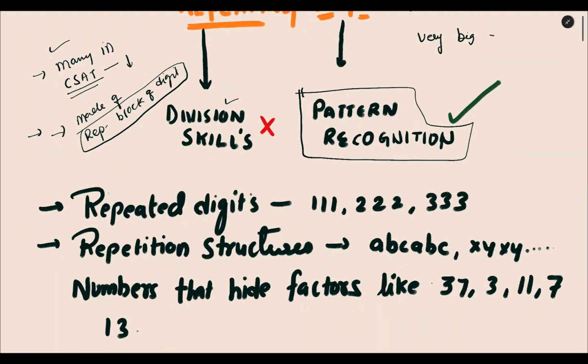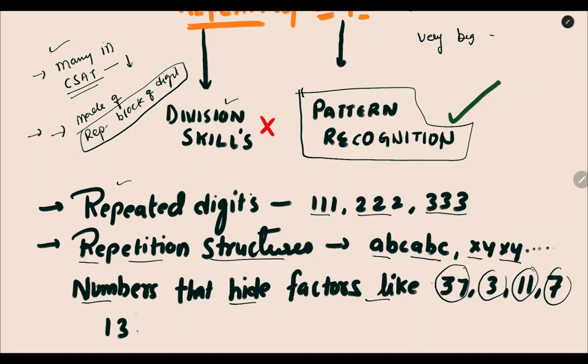So what are the repeated digits? It is like 111, 222, 333, repetition structures like ABC ABC, and XY XY, and numbers that hide factors like 37, 3, 117, and also 30. These are the things UPSC uses very frequently to frame questions.